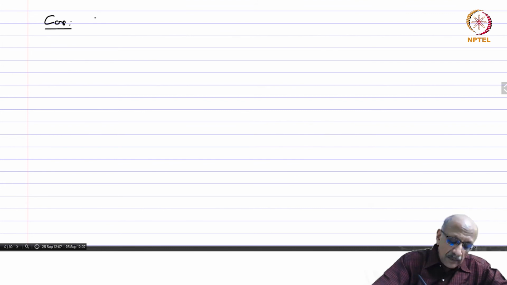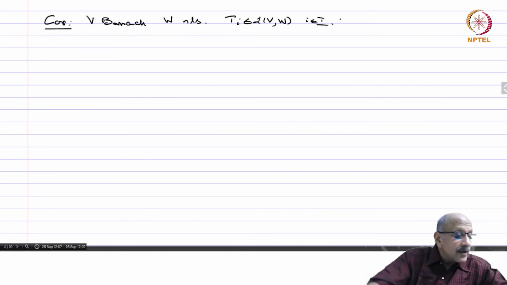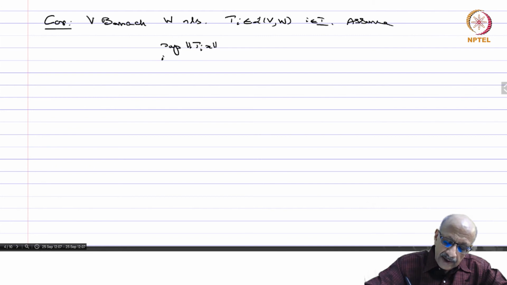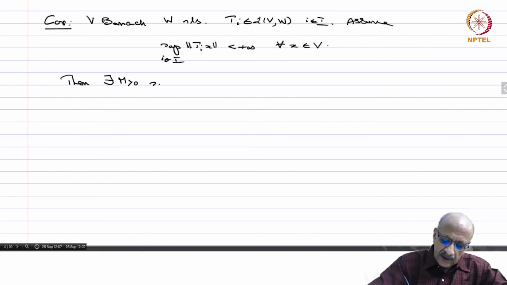Okay, so V is Banach and W is a normed linear space, T_i belongs to L(V,W), i in some indexing set I. Assume the sup of norm T_i x, i in I, is strictly less than plus infinity for all x in V. Then there exists an M positive such that norm T_i is less than or equal to M for all i.